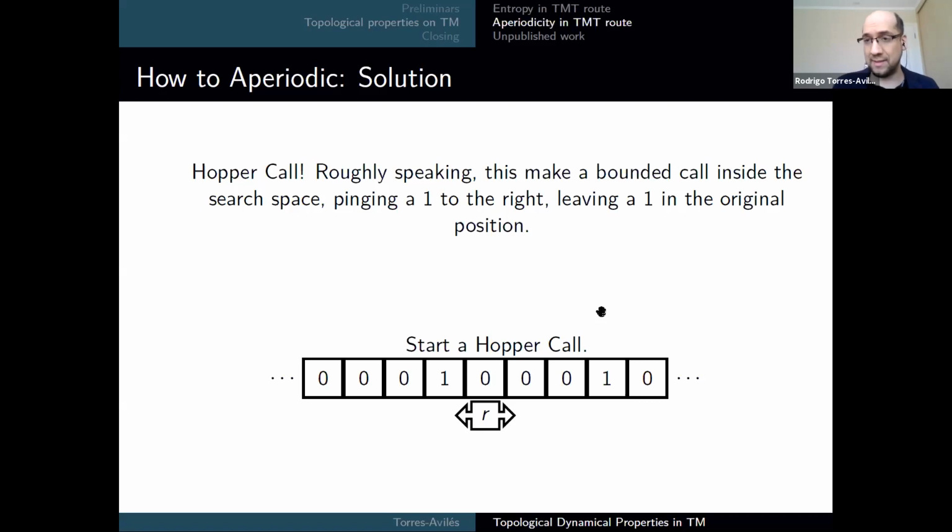So let's do that in our simulation. Here I want to find the one to the right. Then I mark a one to the left and a one to the right in this bounded space, and now work normally, trying to push the one at the right. But I don't have enough space to push that one. So I return from the Hooper call and effectively advance just one space.